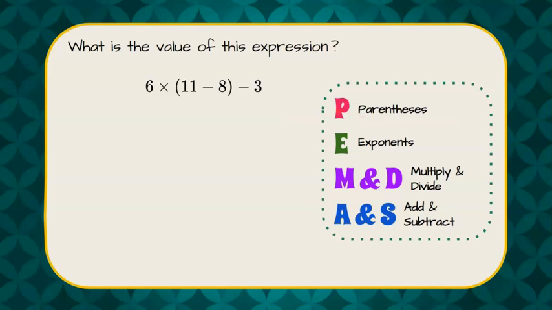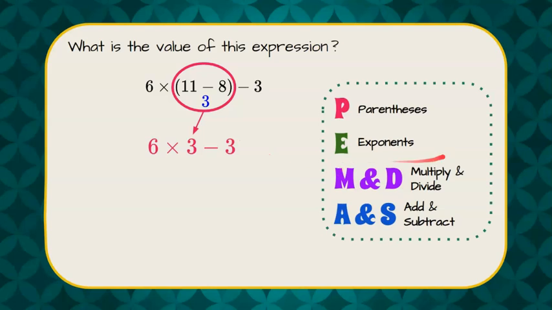So we're going to first say that we have parentheses. We need to do what's in the parentheses first. 11 subtract 8 is 3. So let's rewrite our numerical expression now. Now we have 6 times 3 subtract 3.